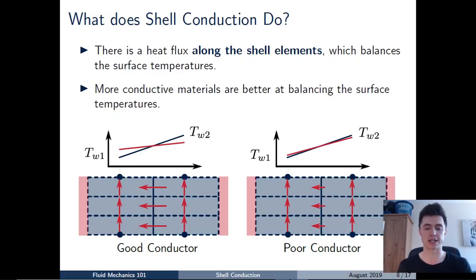And you can see the effect in the diagram on the left and the diagram on the right there on the slide. The material on the left is a good conductor, so they may be very thin shell elements, or it may be a material that's very conductive, and the diagram on the right shows a very poor conductor. And we can see that as we get a better conductive material, the surface temperatures tend to balance more. And of course, in the limit of a perfectly conducting material, the surface temperatures would balance out completely.